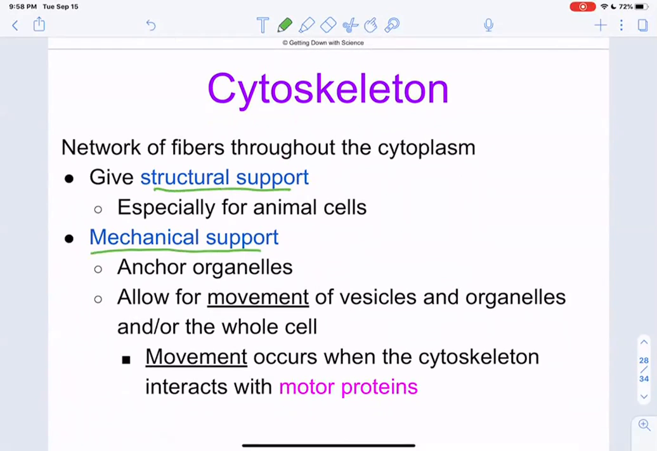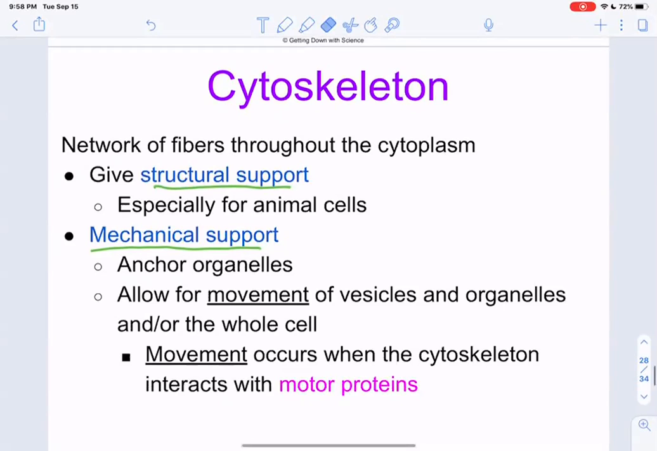There are a bunch of fibers that move throughout the cytoplasm, and they give structural support and mechanical support. If I asked you what I mean by structural support, we'll talk about that in a moment. Mechanical support gives anchors, and it anchors the organelles so that the organelles aren't jumping around inside the cell.